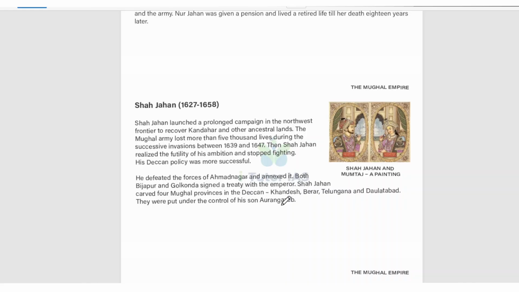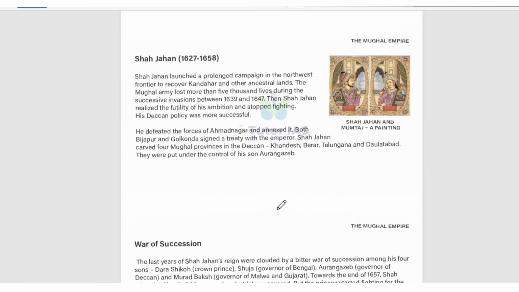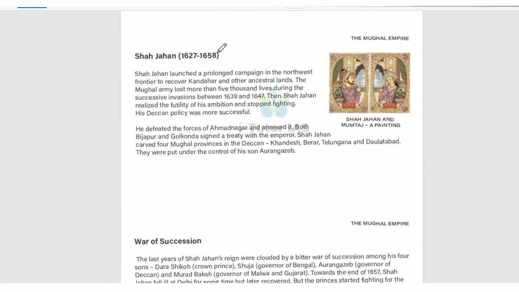First of all, Babur, then Humayun, and in between Shesha is there, and after that Akbar's time period, then Jahangir, and companion with Noor Jahan also, and after that Shah Jahan. The Shah Jahan time period is 1627 to 1658. Okay, so here is one painting, Shah Jahan and Mumtaz painting is there.